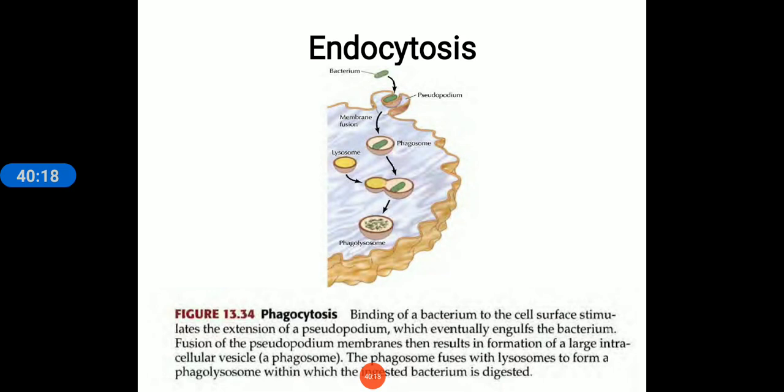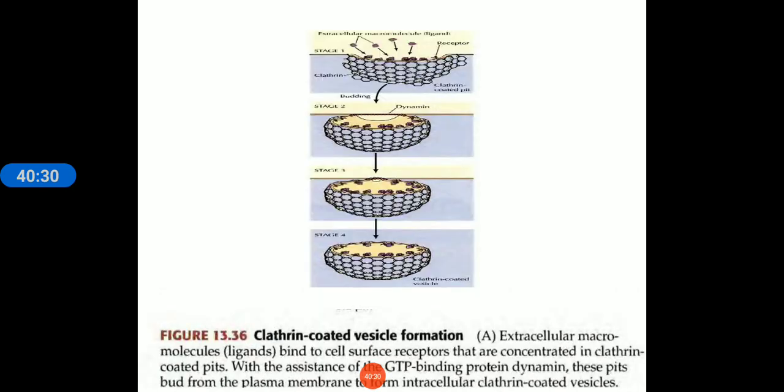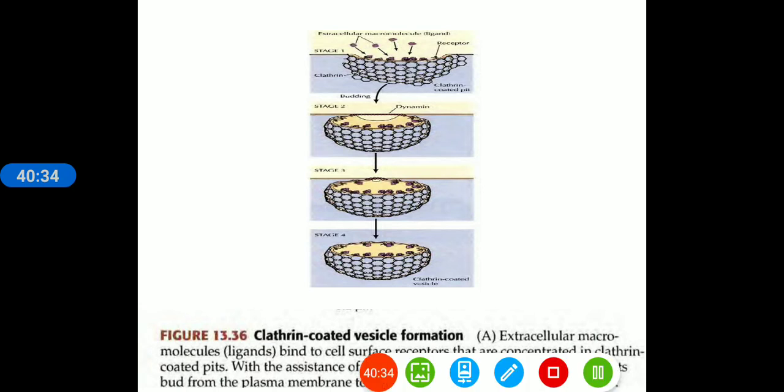And when that receptor interacts with the macromolecule that is to be internalized, then what will happen? The process of pinocytosis will initiate. Okay, so pinocytosis is of two types. This receptor mediated endocytosis, as we call it, is of two types.